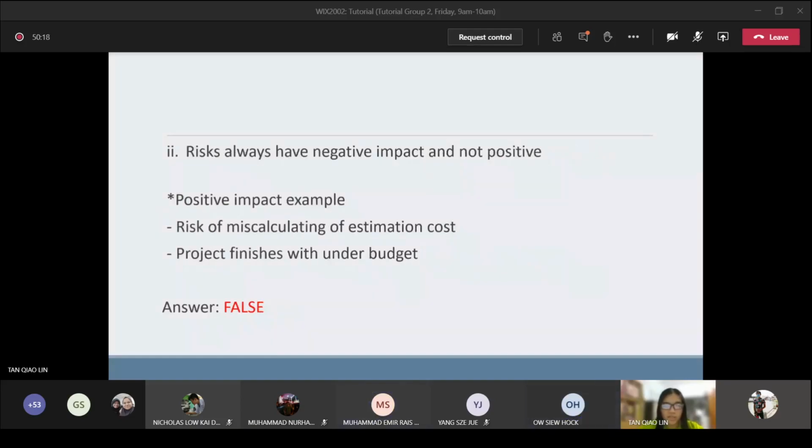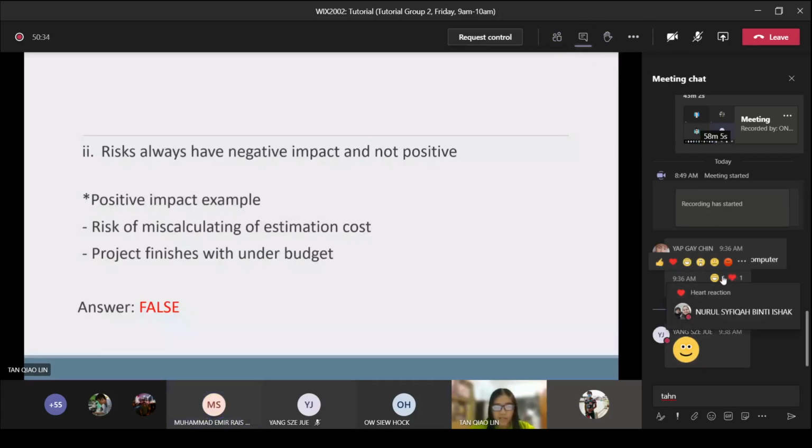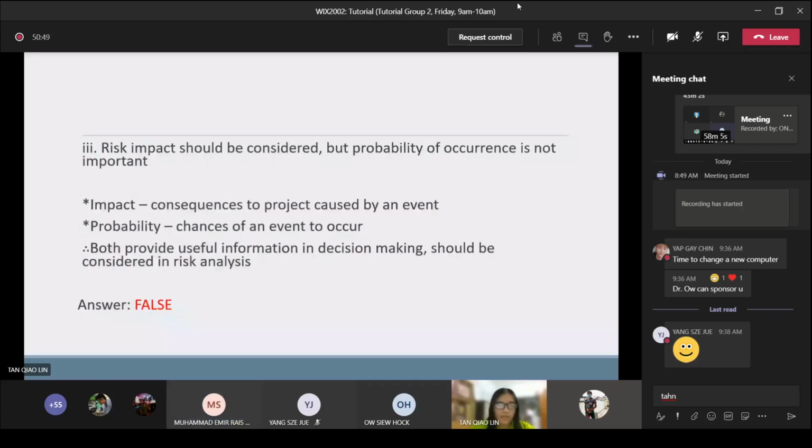The second statement is: risk always has a negative impact and not positive. This statement is false because risk can have a positive impact. Here is an example of positive impact in project management, in which the risk of miscalculating the cost estimation leads to the project finishing under budget. So this condition can bring the advantage of saving cost.